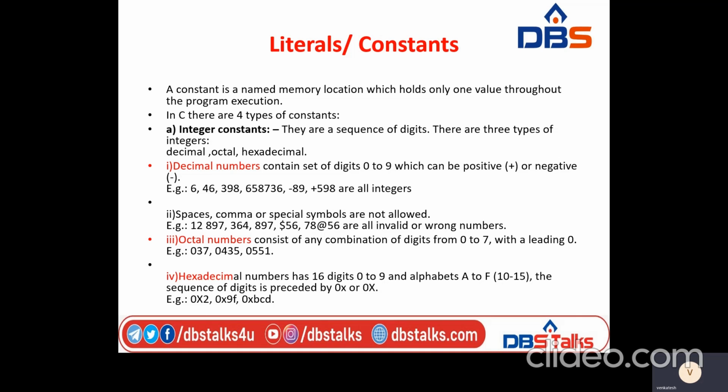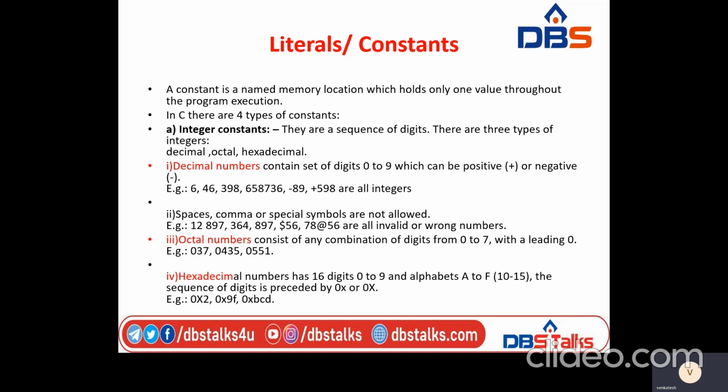There are 3 types of integer constants: decimal integer constants, octal integer constants, and hexadecimal integer constants. Decimal integer constants contain the set of digits from 0 to 9, which can be positive or negative. For example 6, 46, 48, 396. Next one is octal. What is meant by octal? Octal is a digit from 0 to 7 with a leading 0. That means whenever we represent an octal, it should start with 0.